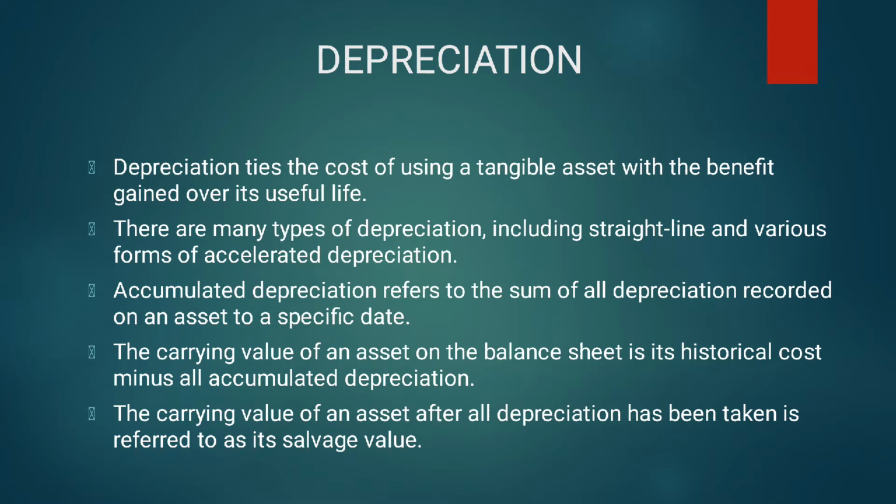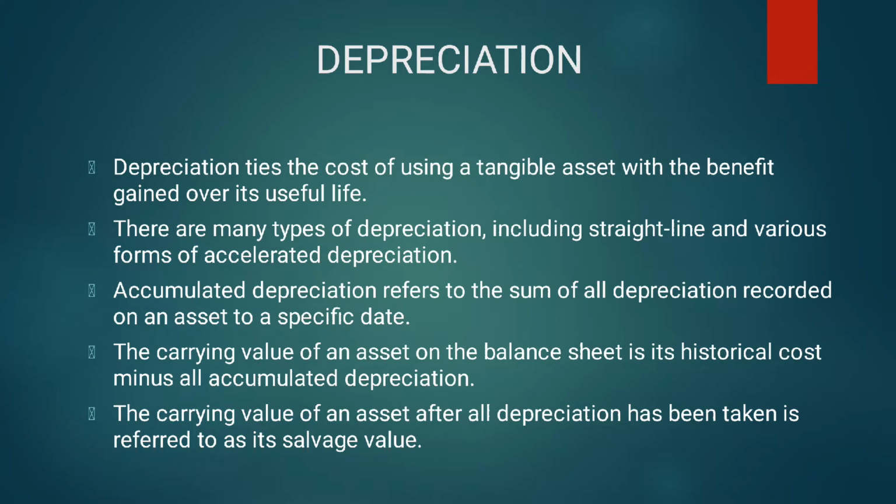Third one, accumulated depreciation refers to the sum of all depreciation recorded on an asset to a specific date. Fourth one, the carrying value of an asset on the balance sheet is its historical cost minus all accumulated depreciation. Fifth one, the carrying value of an asset after all depreciation has been taken is referred to as its salvage value.